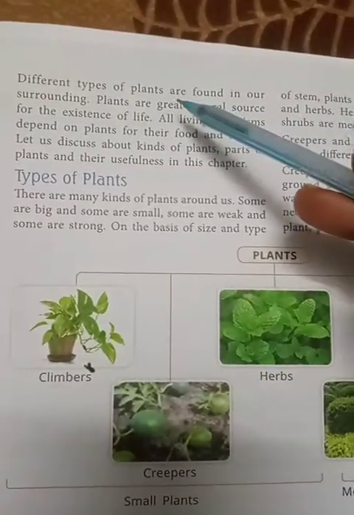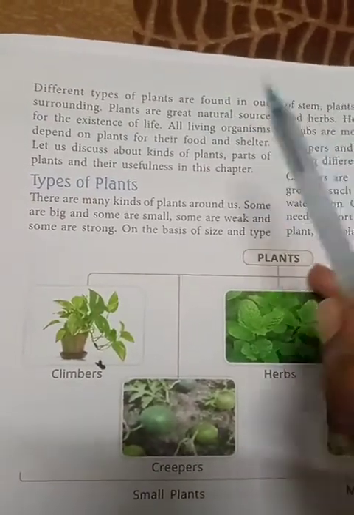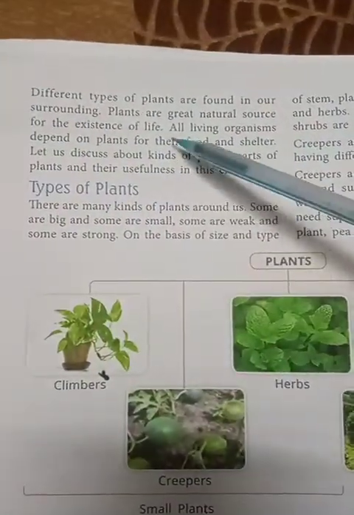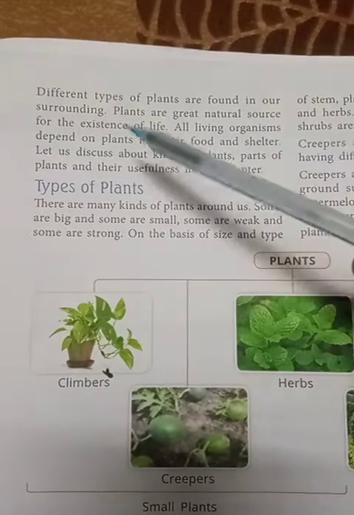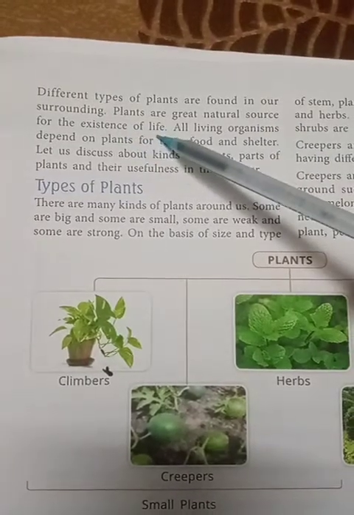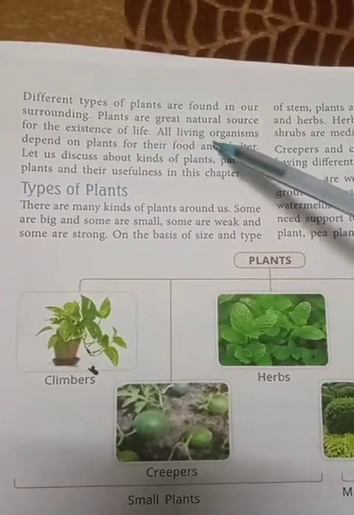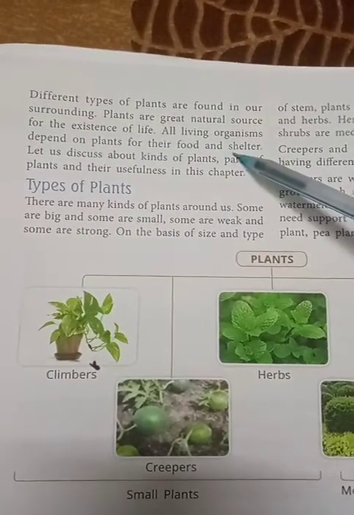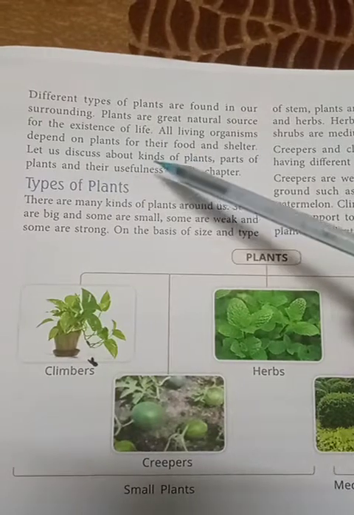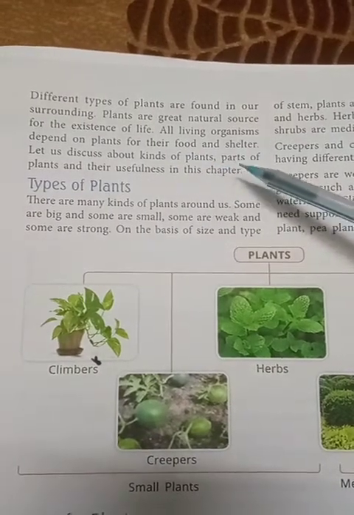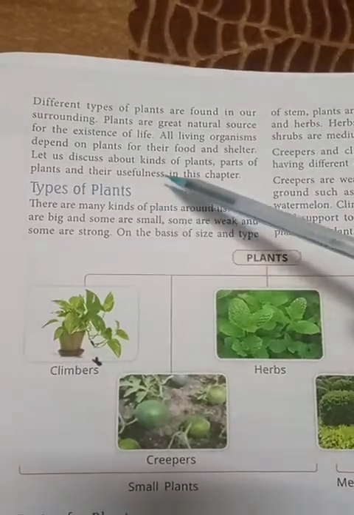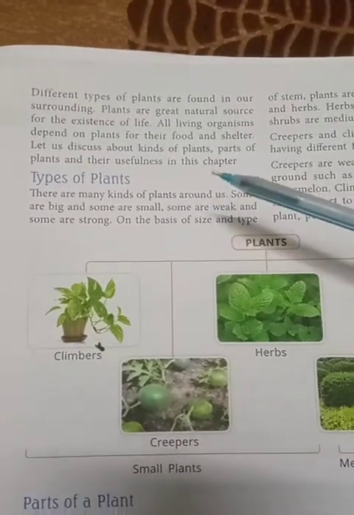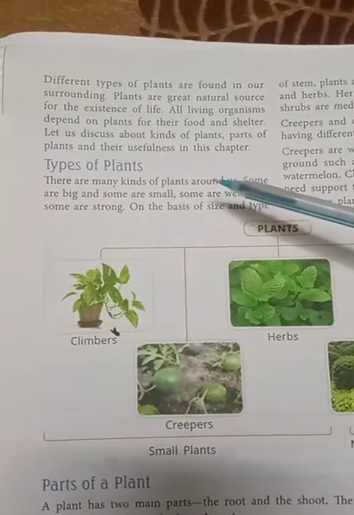I will read this first of all. Different types of plants are found in our surroundings. Plants are a great natural source for the existence of life. All living organisms depend on plants for their food and shelter. Let us discuss the kinds of plants, parts of plants and their usefulness in this chapter.